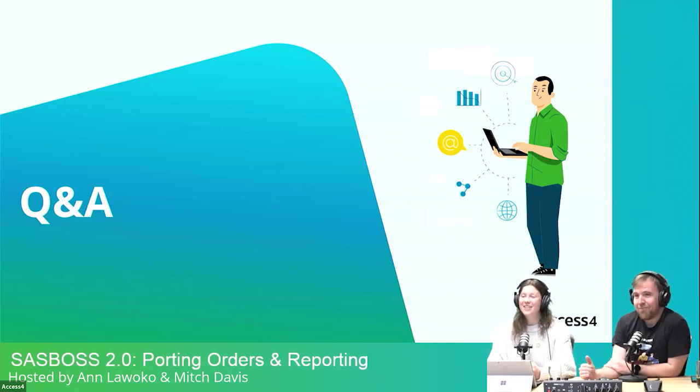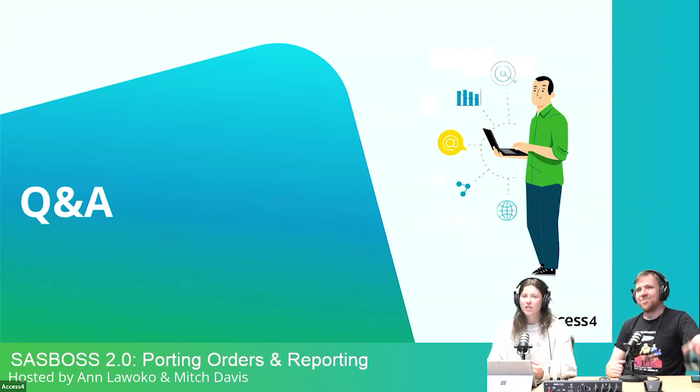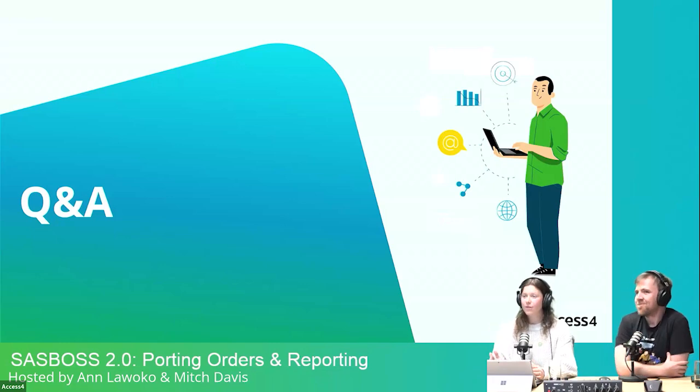All right, so yeah, no, lots of things are coming up next for SASBOSS 2.0 rollout. As you might imagine, following porting orders, DID inventory is the next thing up. That's currently in development right now. Porting orders going live on Monday, the 16th of September. Then the next thing is DID inventory: main page, all the different modules, menu items, allocate, assign, all of those will be updated to 2.0.